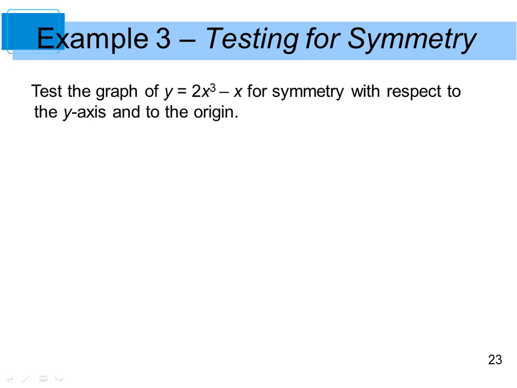If f of negative x is equal to the exact same thing you started with, f of x, then it's symmetric to the y-axis. That's what happens. If you plug in a negative x, but you get the exact same thing you started with, that's a test for symmetry on the y-axis.